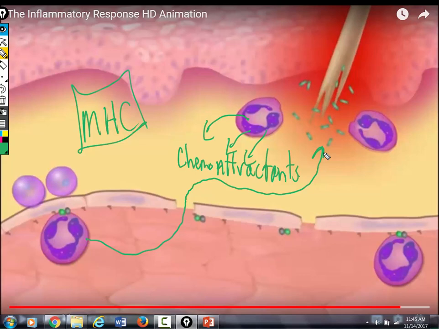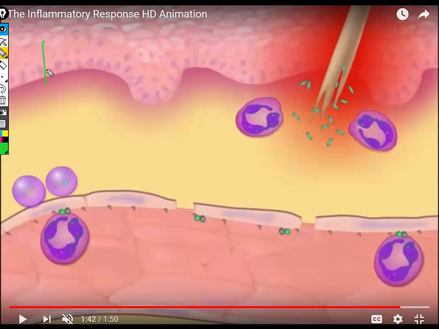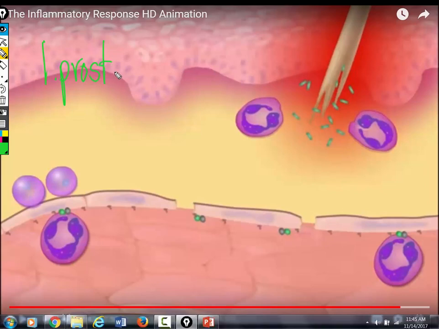Who's following this so far? All right, watch. The chemoattractant that's released by white blood cells that's very important for you to know is this one right here called prostaglandins. Prostaglandins are synthesized by white blood cells in response to an infection and or tissue damage. Who's with me so far?